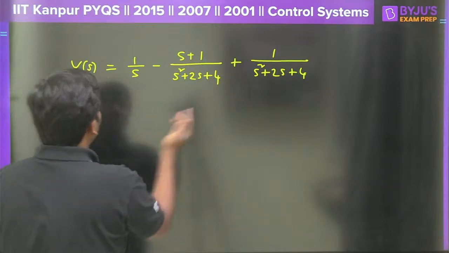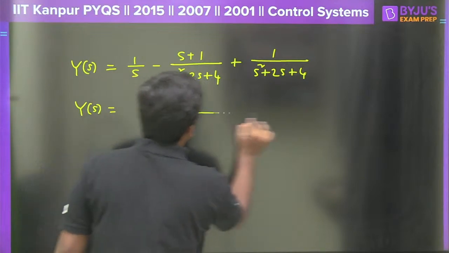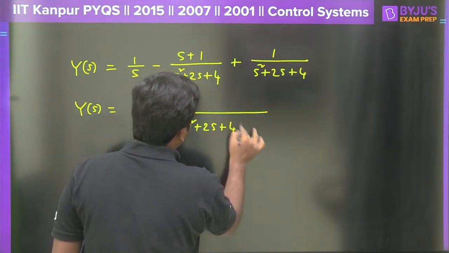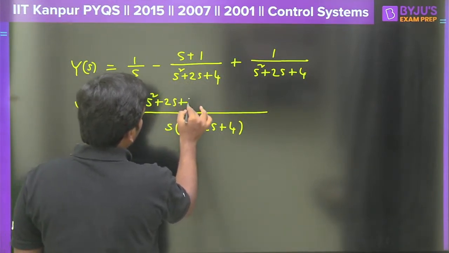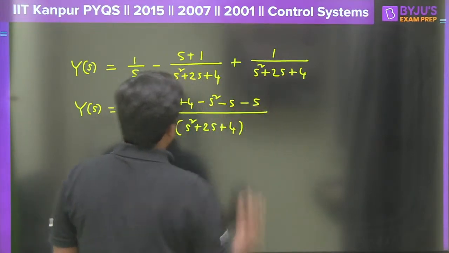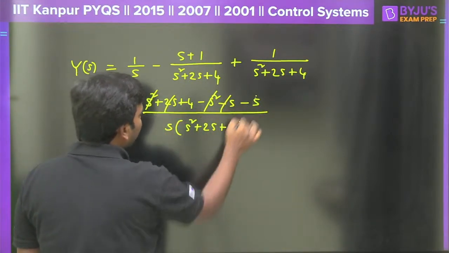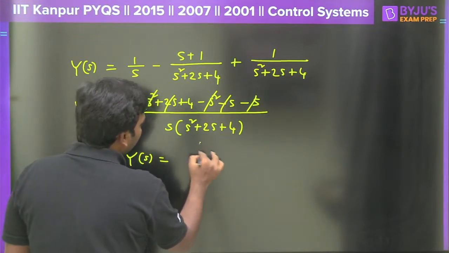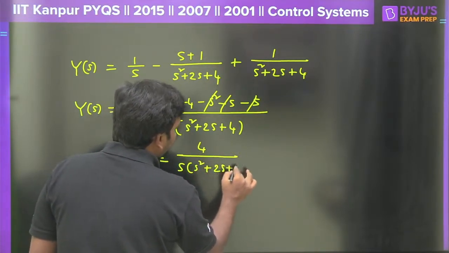That's it. Right? Moving ahead, what you are going to get as y of s here now. So just use this one clearly here. So it will be like s into (s square plus 2s plus 4) here. So the most important thing is this is going to be s square plus 2s plus 4 minus s square minus s. Of course, this is going to be minus s here. So obviously this will be out here, this will be out here. So ultimately you will have y of s is equal to 4 divided by s into (s square plus 2s plus 4). Correct?